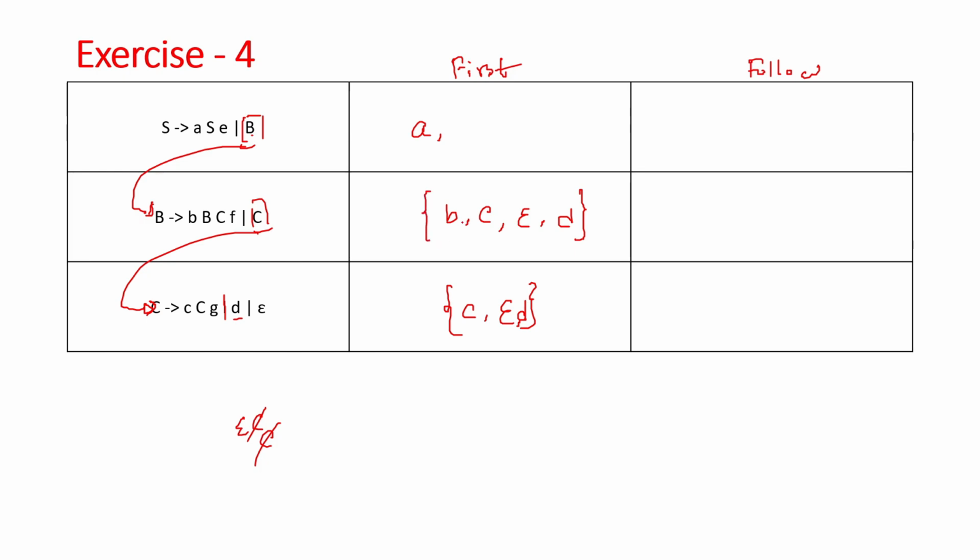Now I have to replace all these values here. So I am going to replace B by small b, then it will be small b. If I replace with small c, it will be small c, epsilon, then D. Thus this is my first for S. Now we have completed the first set. We are going to find the follow sets.